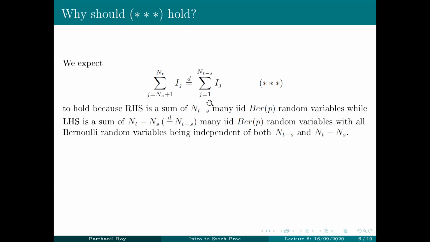So once again, this is a sum of I_j's, j running from 1 to N of t minus s, so N of t minus s many IID Bernoulli random variables. And here, this is a sum of N_t minus N_s many IID Bernoulli random variables. And N_t minus N_s is equal in distribution with N of t minus s. And also, all the I_j's are independent of both of these random variables. So therefore, we expect that this equality will hold.